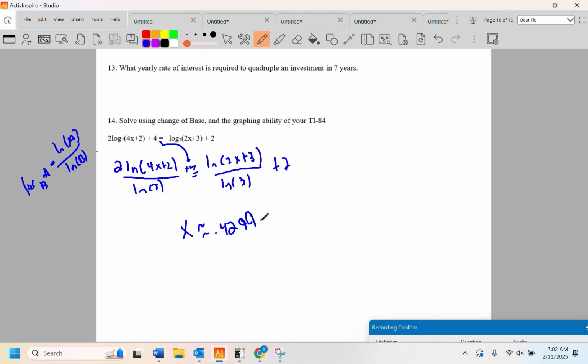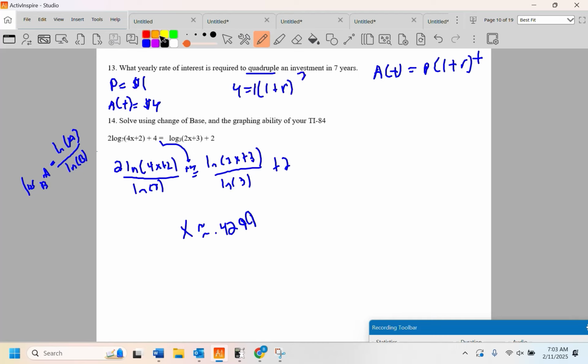All right, so 13. What yearly rate of interest is required to quadruple an investment in 7 years? The very easiest thing you can do is you can make your principal $1. And then after some time passes, it's going to quadruple. It's going to become $4. And we're just going to plug into the formula for growth: principal times 1 plus r to the t. So 1 plus r to the 7th, because there's an understood 1 there because we invested 1.